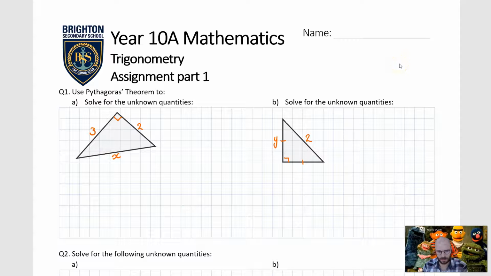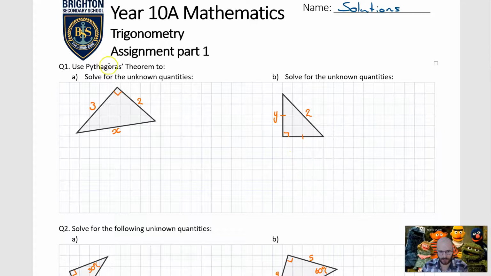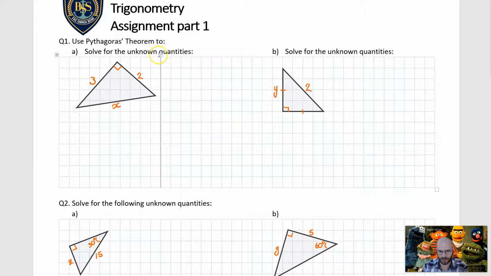In this video, we're going to go through the solutions to our first trigonometry assignment. Now, in the first question, we're going to be using Pythagoras' theorem to find unknowns in right-angled triangles. In the first triangle here, we've got side lengths of 3, 2, and x. We want to find x.